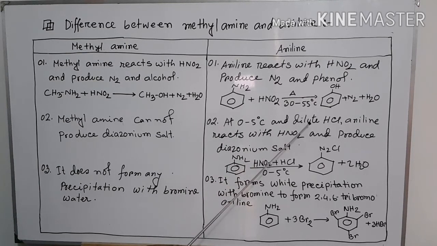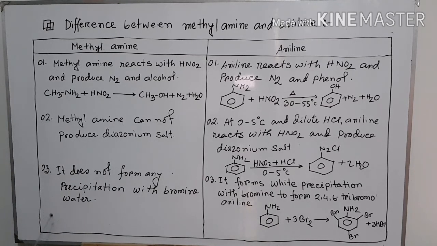Second one, methylamine cannot produce diazonium salt, but aniline at 0 to 5 degrees centigrade temperature and dilute HCl reacts with nitrous acid and produces diazonium salt. Here the reaction, aniline reacts with nitrous acid and hydrochloric acid at 0 to 5 degrees centigrade temperature. It produces benzene diazonium chloride. This one is benzene diazonium chloride.